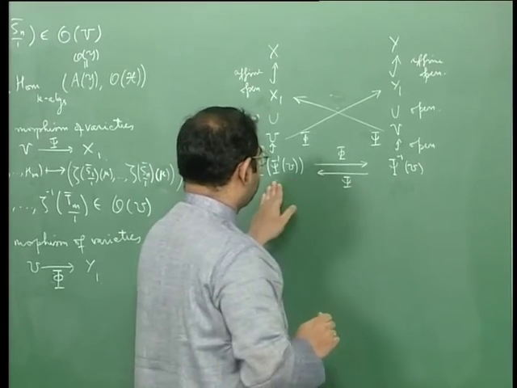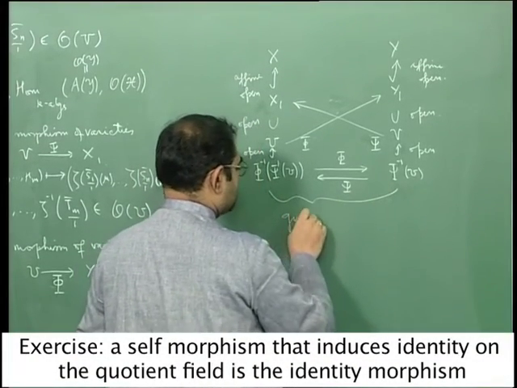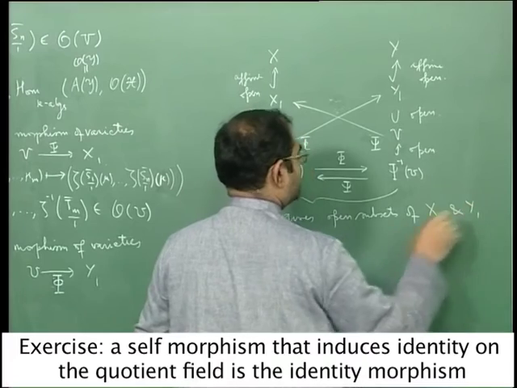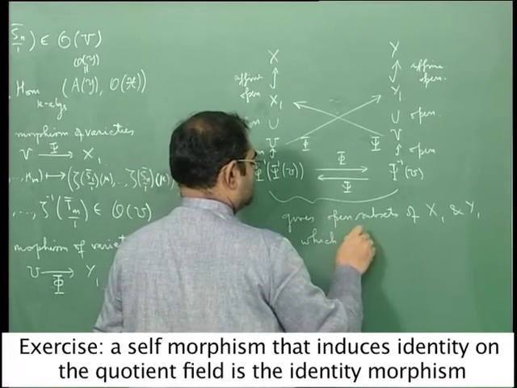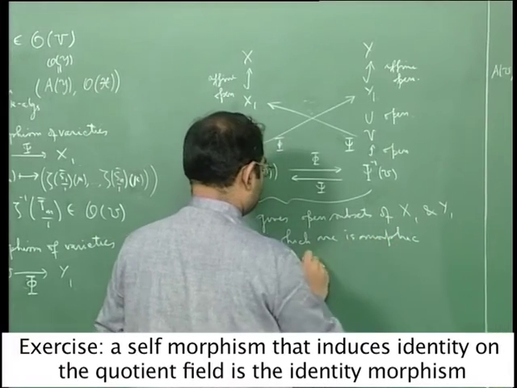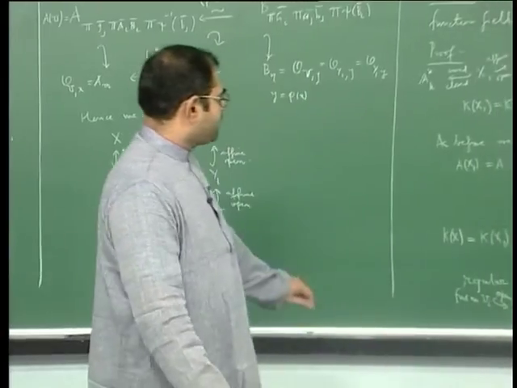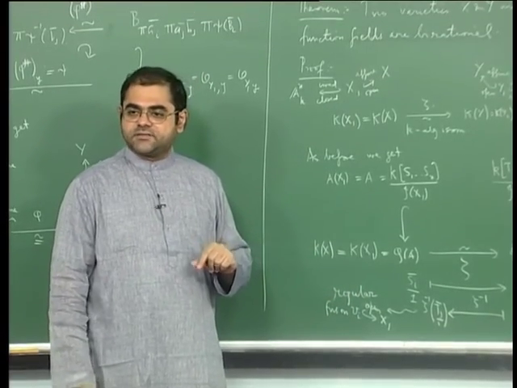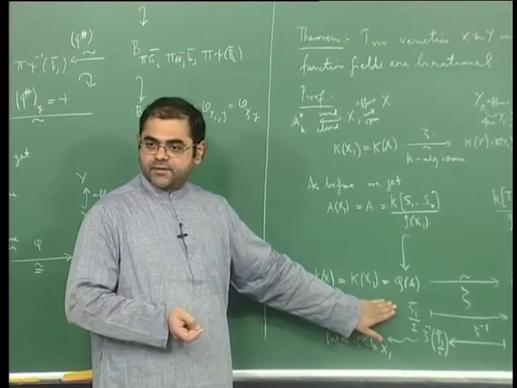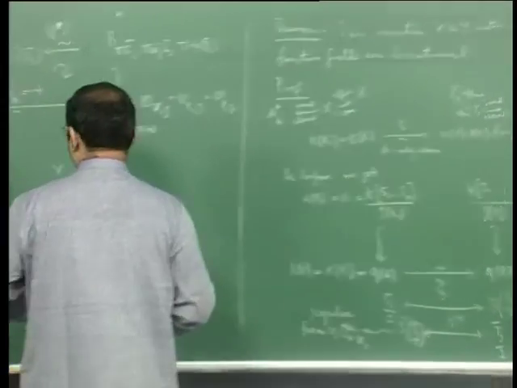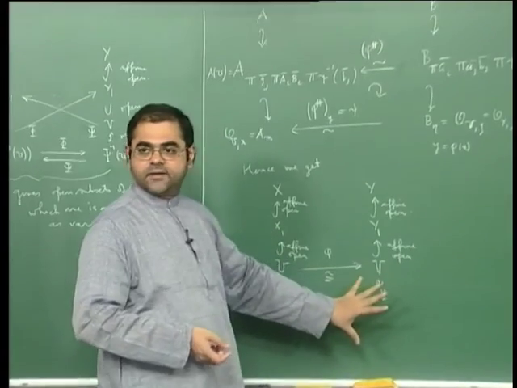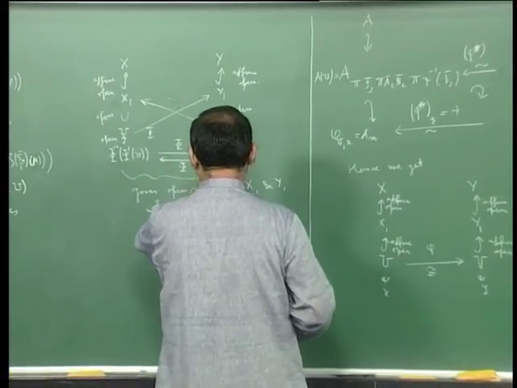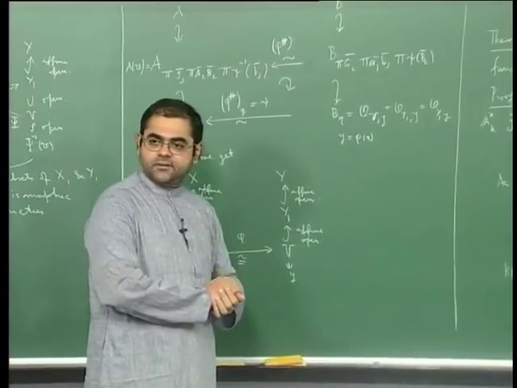So this gives open subsets of X1 and Y1 which are isomorphic as varieties. What I wanted to remark is that the way we got the isomorphism, the birationality in the case of isomorphisms of local rings, the same thing will also work in this case. What you can do is something like this, which was in the local ring case. In fact, you can get these things more explicitly by doing it like this.